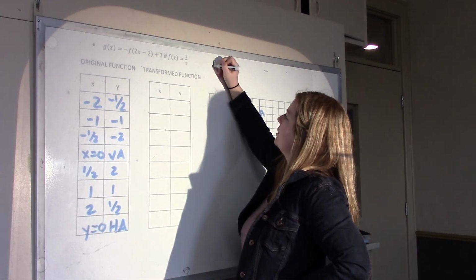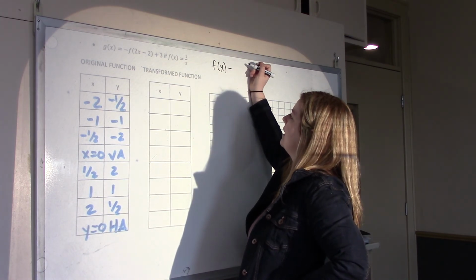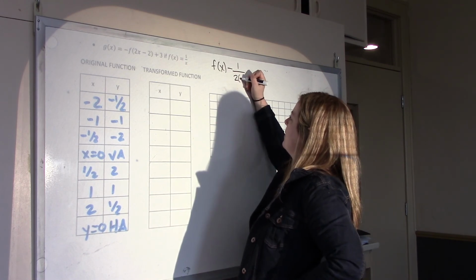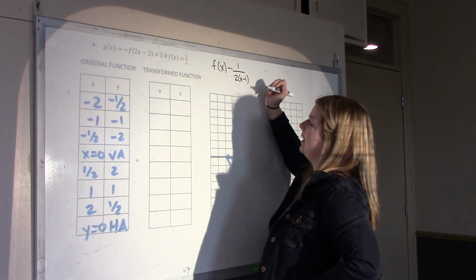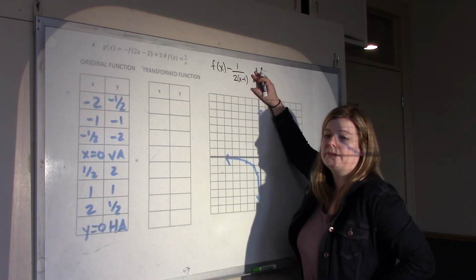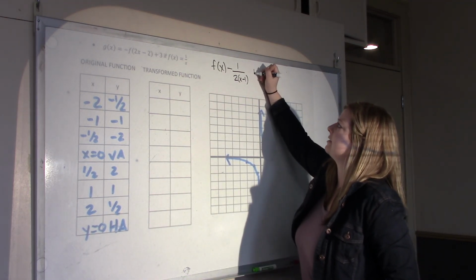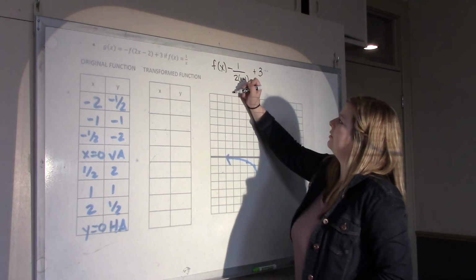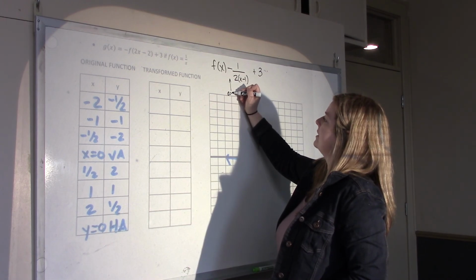So our new function then, we have a negative on the outside. F at, so we have 2, and then I'm going to factor out the k right away. So again, this is inside the function, so that means it's in the denominator. And then the +3 is on the outside like this. Okay, so our a value is -1.